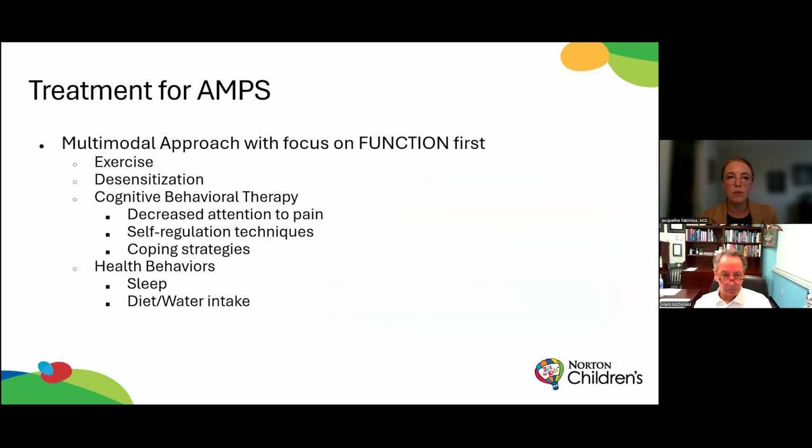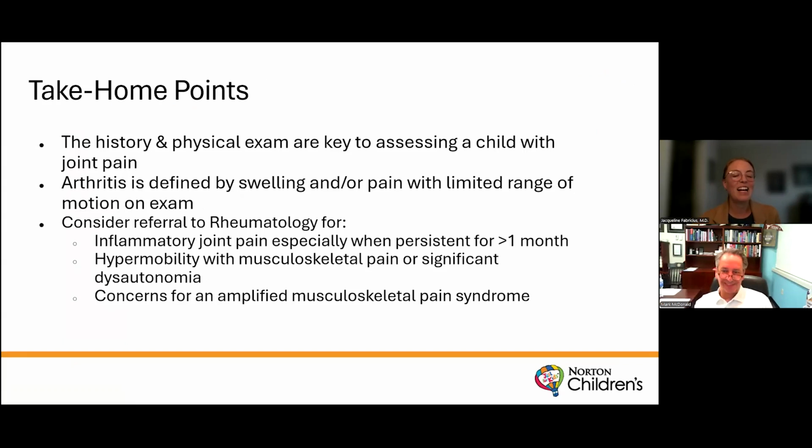Then I'm going to skip over this portion on amplified pain syndrome since I'm behind on time. I just want to summarize with my take-home points. The history and physical exam are key to assessing a child with joint pain. Arthritis on exam is really defined by swelling and/or pain with limited range of motion. You should consider referral to rheumatology for patients that have inflammatory joint pain that's persistent for longer than 1 month, hypermobility with musculoskeletal pain, significant dysautonomia, we can help with that as well, and if there are concerns for an amplified musculoskeletal pain syndrome.